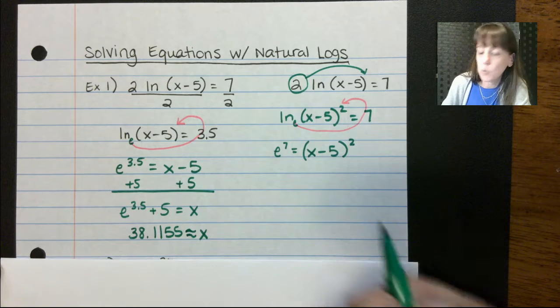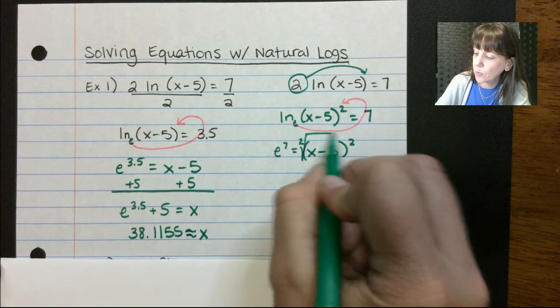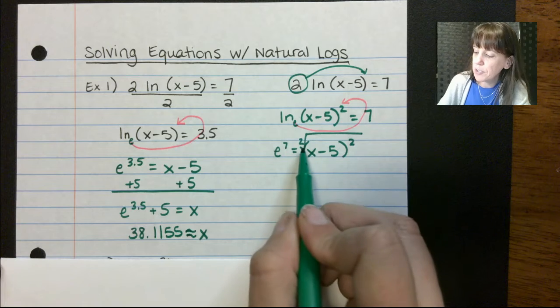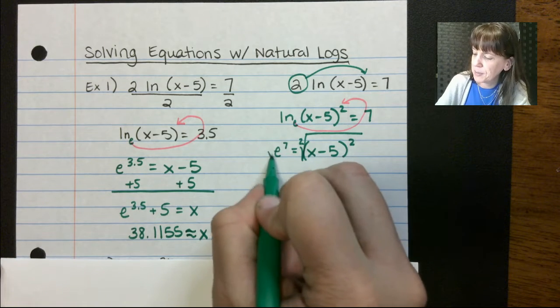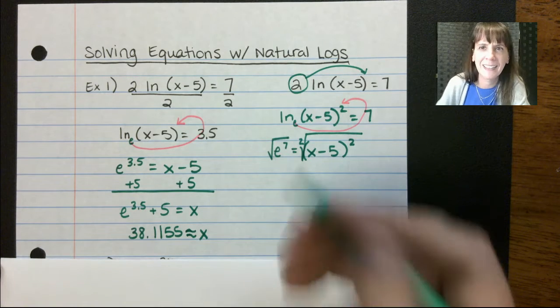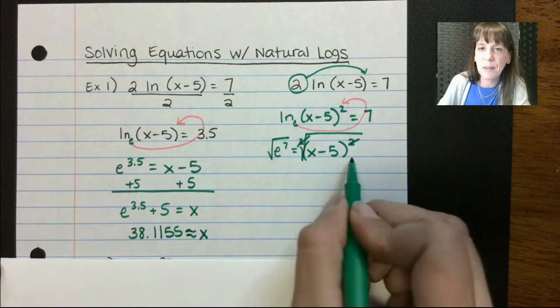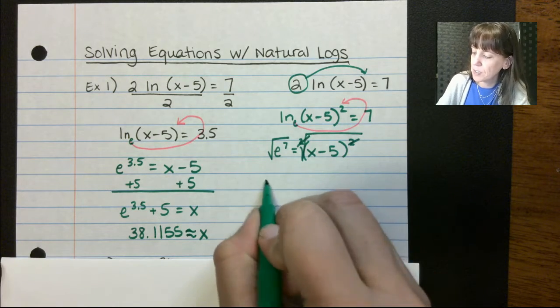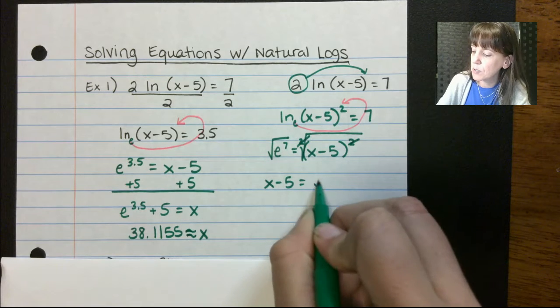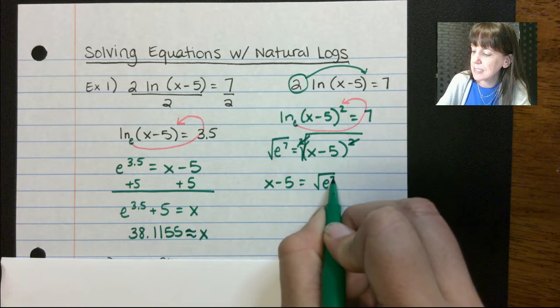Now the opposite of squaring something is to square root it. So I put a 2 here. You don't need to do that, I was just showing it out of habit. So this cancels this, and I have x minus 5. I'm going to move it to the other side. So x minus 5 equals the square root of e to the 7th power.